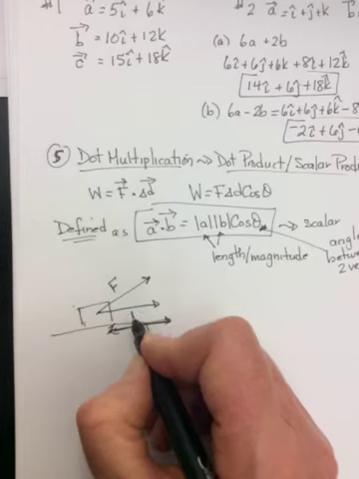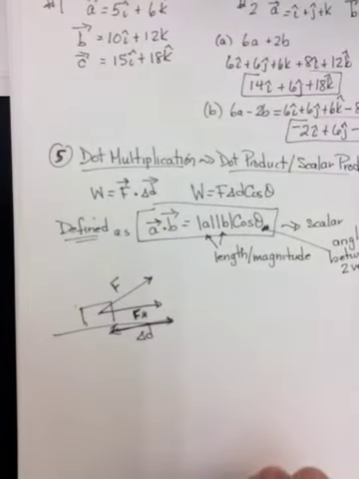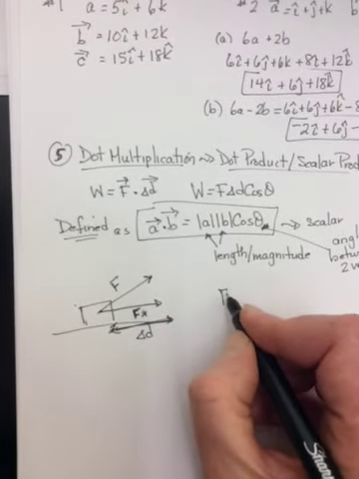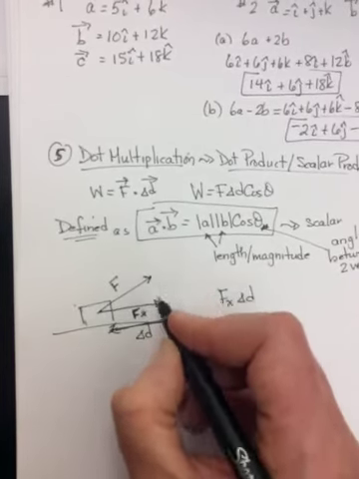So it's really just this component, and I'm going to call it Fx just because it's going in the x direction. It's only this component that's really doing any work. So the work is really Fx times delta d. Well, what is this Fx?